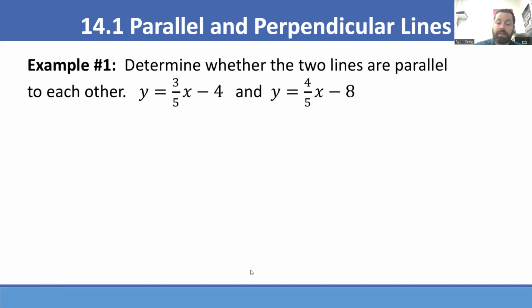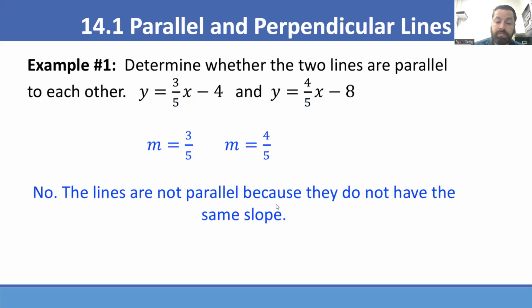All right, so we're going to now just give you two equations. Determine whether the two lines are parallel to each other or not. So we need to look at their slopes. The first one has a slope of 3/5. The second one has a slope of 4/5. Because they're different, these lines are not parallel. If the slopes are different in any way, they are not parallel. It means that they will intersect somewhere on the graph.